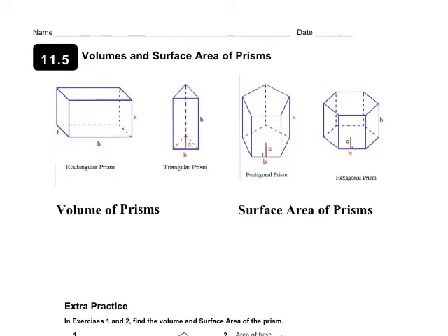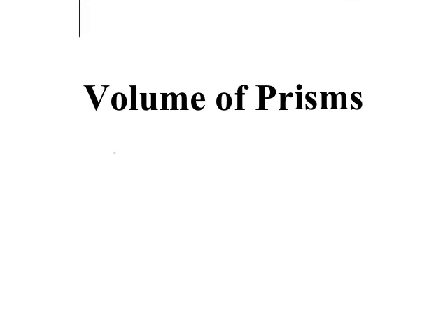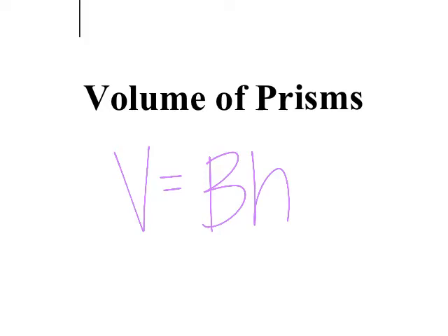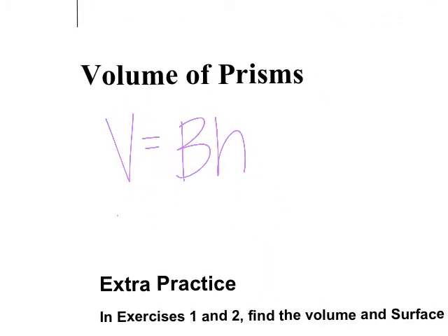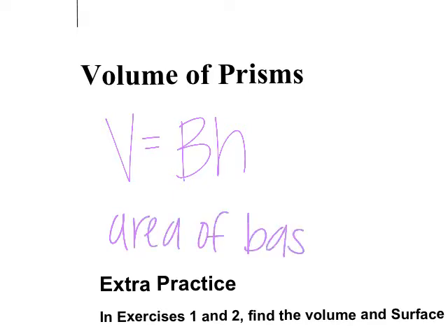So the formula for volume then is capital B times H. Okay, so that capital B stands for area of the base. So this is for all prisms because for all prisms you're able to calculate the area of the base regardless of what the base is. Sometimes it might be a pentagon, sometimes it might be a square. Whatever it is, you can calculate the area.